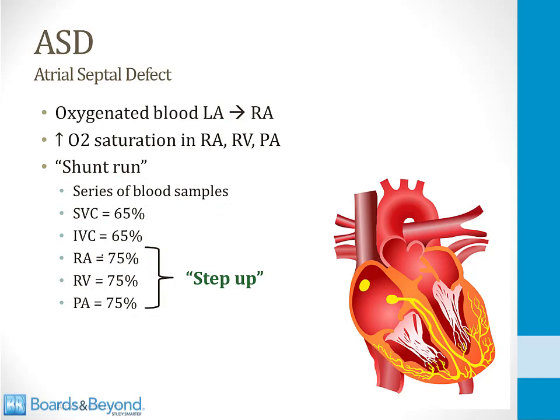In that situation, the right atrial oxygen saturation would also be 65 because there's no ASD, but when you get to the right ventricle, you now would see higher oxygen saturation because there is a defect and blood is crossing from the left ventricle to the right ventricle. You can also see a step up in the pulmonary artery in the case of a PDA. In this situation, blood from the aorta is crossing over into the pulmonary artery and raising just the oxygen saturation there and not in any of the chambers or vessels that come before it.